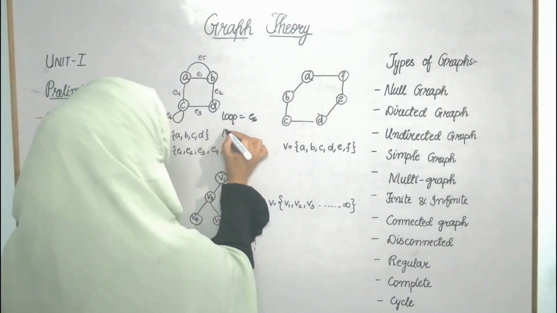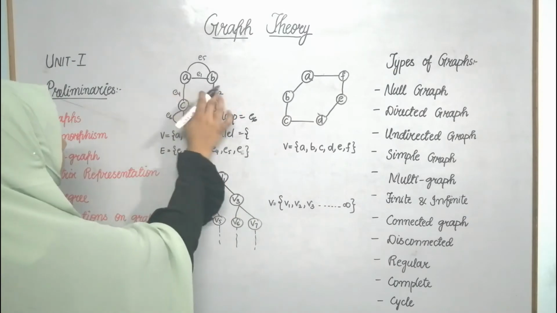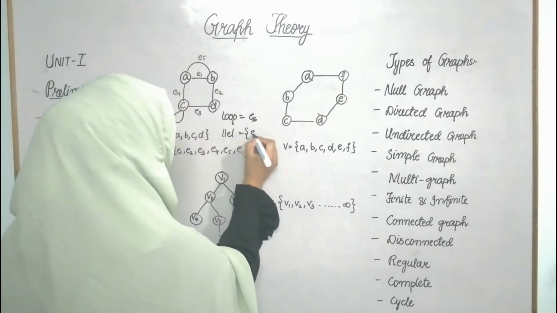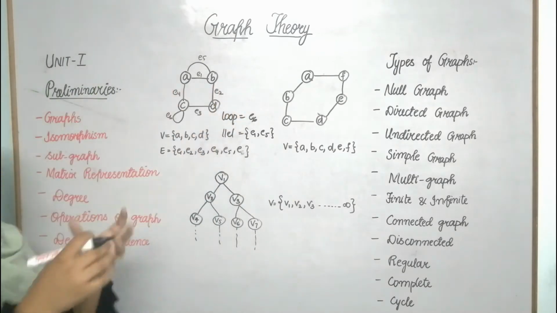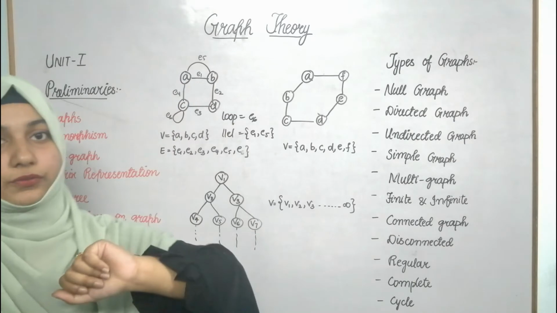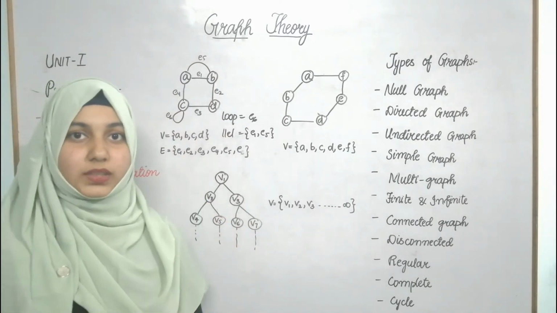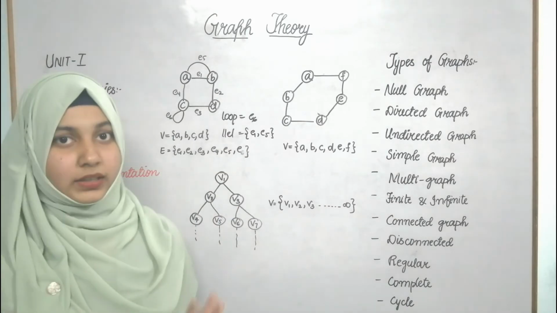And parallel edges, if we talk about, this is a parallel edge, E1 and E5. Because E1 and E5 are pointing, we have got an edge between the same pair of vertices. We have got 2 edges between the same pair of vertices. Right? So these are the parallel edges. Done. Next.